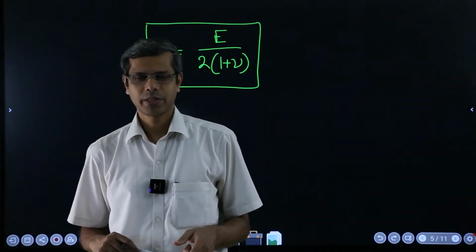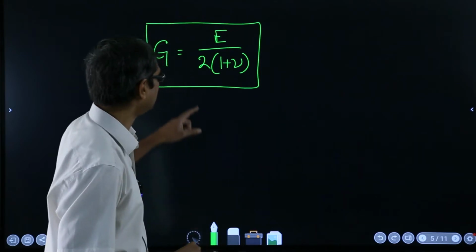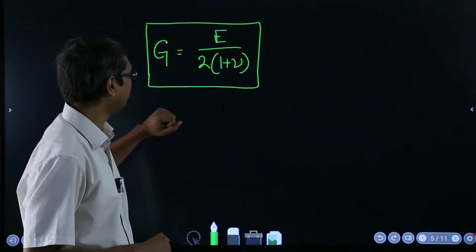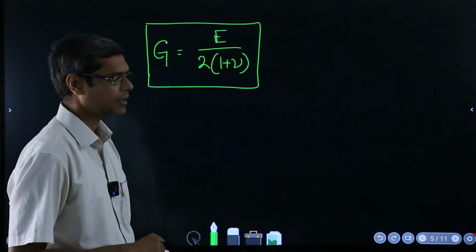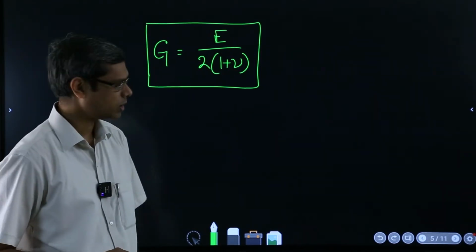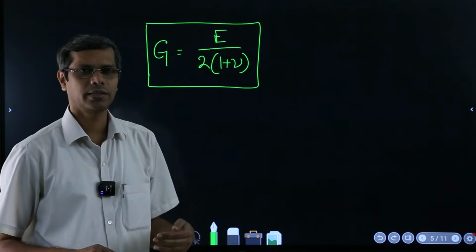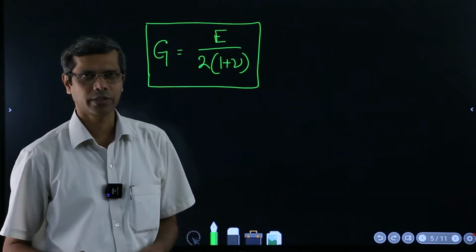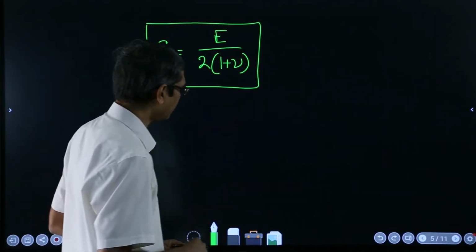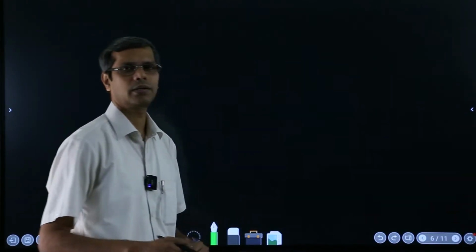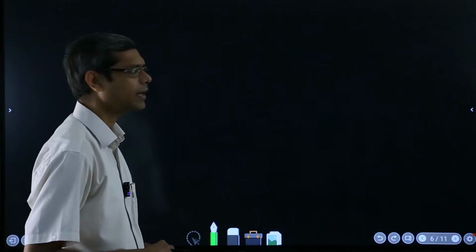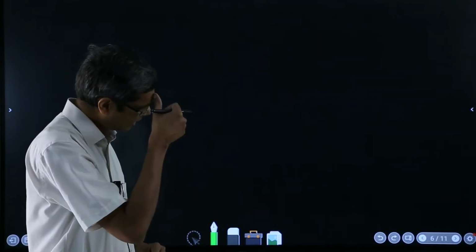In the previous segment, we derived this expression which related Young's modulus, Poisson's ratio and the shear modulus. But we promised that in this segment we will see another perspective of deriving the same thing. So, let us try to see what that perspective is and again derive the same expression.